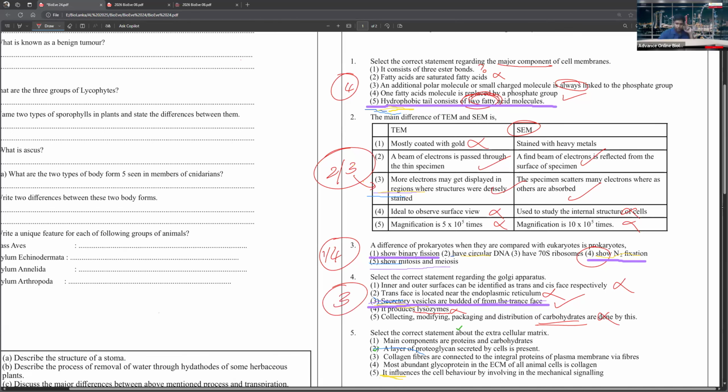Question number 5. Correct statement regarding the extracellular matrix. Main components are proteins and carbohydrates. They're asking for the correct statement, ne? ECM, extracellular matrix: glycoprotein, collagen, fibronectin. Those are the materials present.